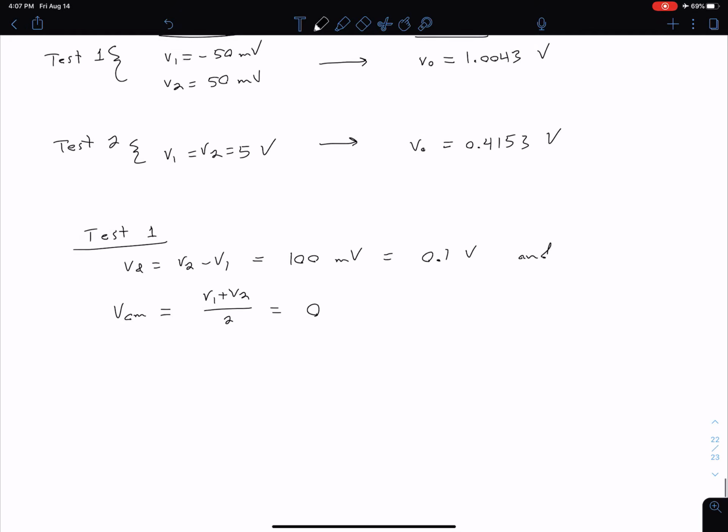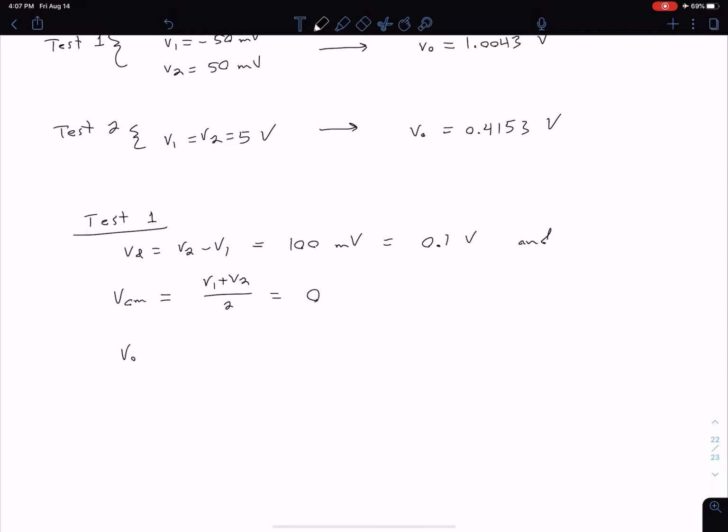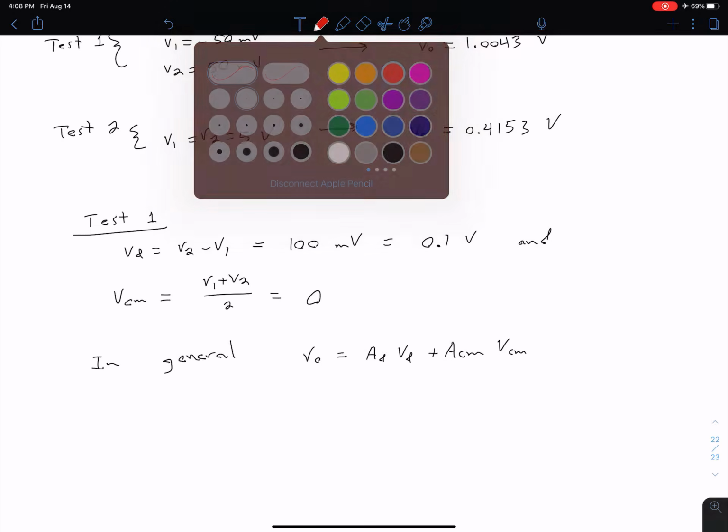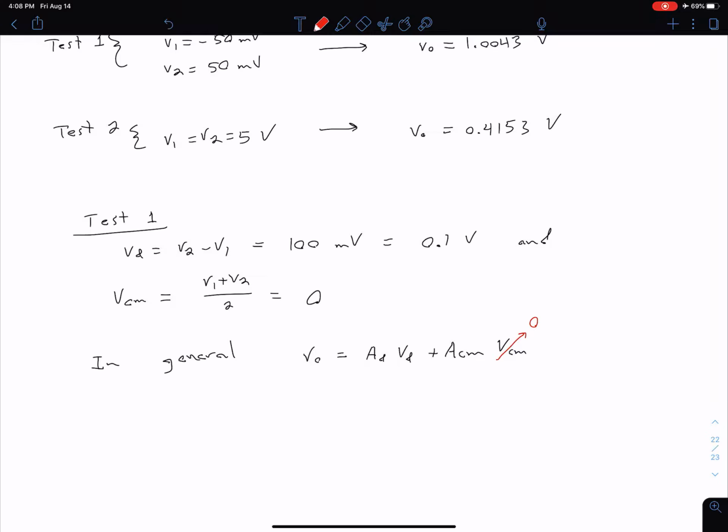Okay, so remember in general, our output is equal to our differential gain times our differential voltage plus our common mode gain times our common mode voltage. Well, in this case, our common mode voltage we know is equal to 0. So what we can say then is that our AD is equal to our output voltage divided by our differential voltage.